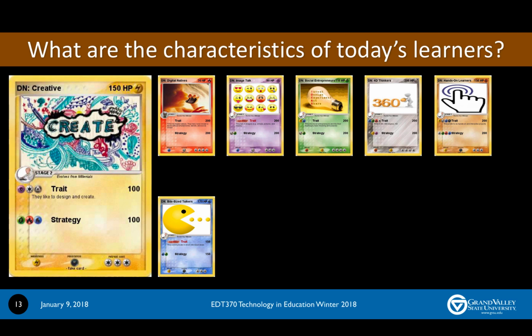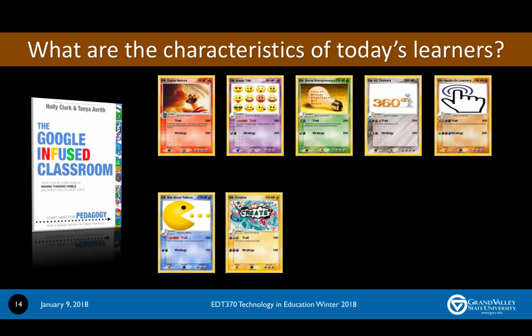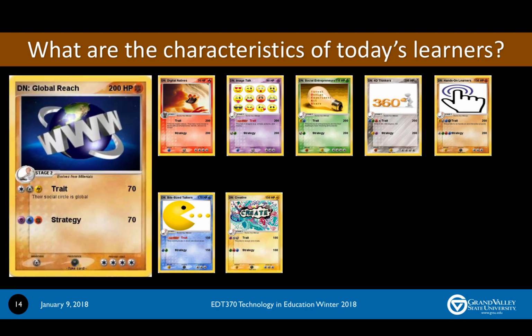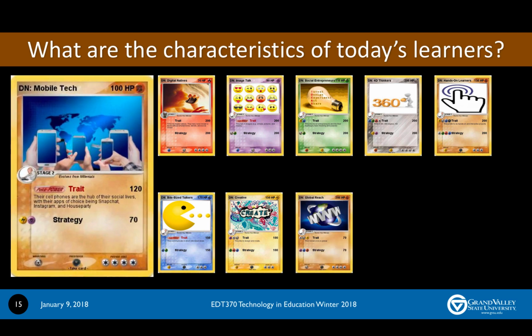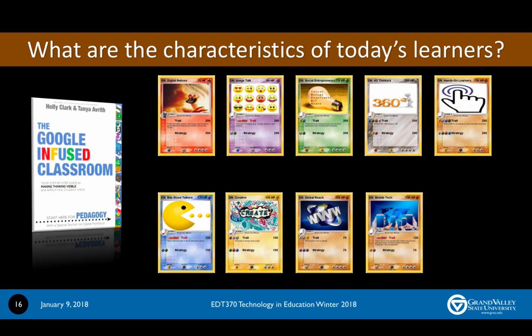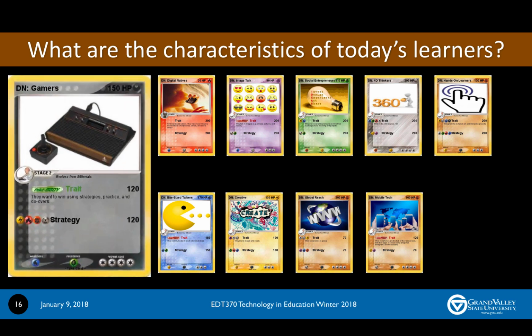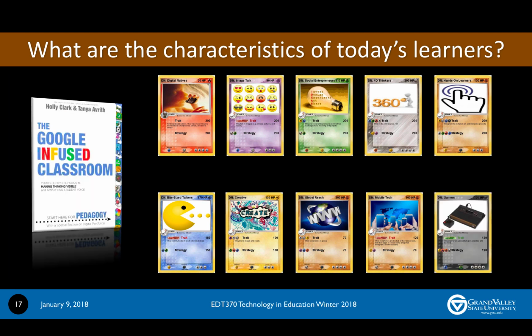Number 7, they like to create. They're creative. Number 8, they have a global reach. Their social circle is global, leading to a globalized culture. Number 9, they are mobile techies. Their cell phones are the hub of their social lives. Number 10, they are gamers. They want to win using strategies, practice, and do-overs.